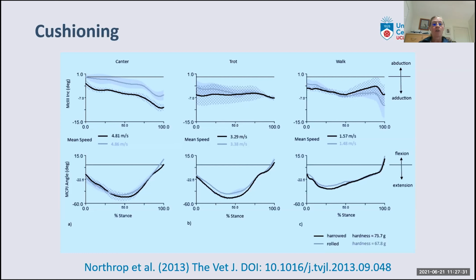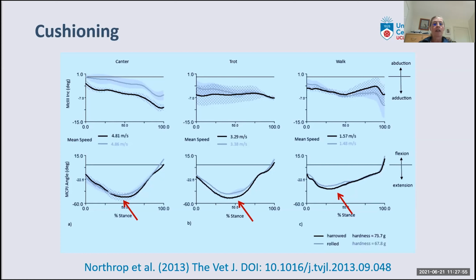So if we get a lower value, there's greater extension. In terms of the colours, on the harrowed surface, we've got the darker colours, and on the rolled surface, we've got the lighter colours. This is one of the horses, and it was an example that we used for this particular study. Okay, so what did we find?